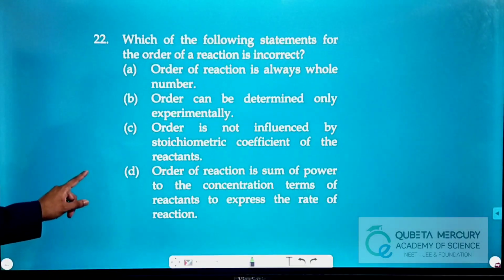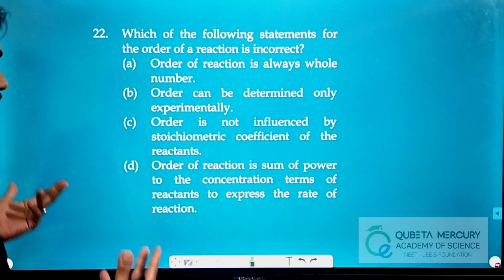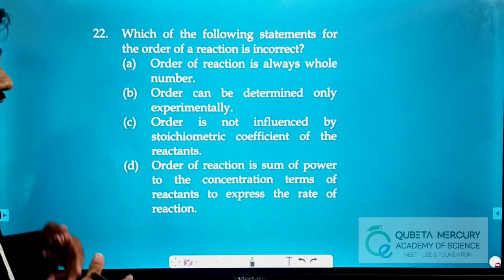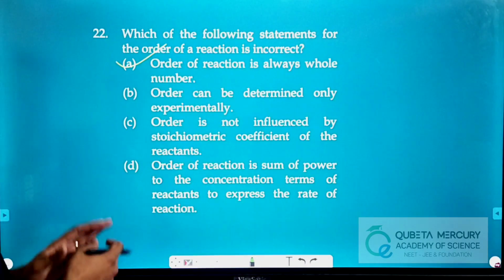Which of the following statements for the order of a reaction is incorrect? Order of reaction is always a whole number. No. Order of a reaction can be a fraction, zero, or negative. So this is wrong, so this is the right answer. Order can be determined only experimentally.